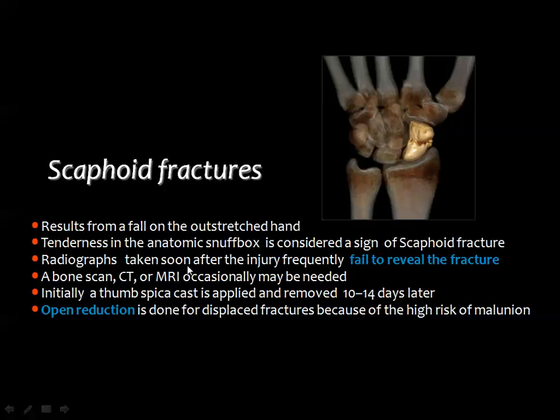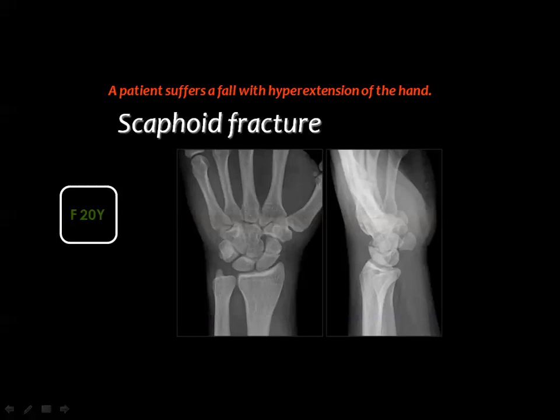As I have mentioned just now, if you have an X-ray immediately after injury, you may fail to see the fracture line. But after that, you are able to see it. Of course, CT scan and MRI are more sensitive than plain X-rays in detection of these fractures. And this is an X-ray of the wrist showing a non-displaced scaphoid waist fracture.